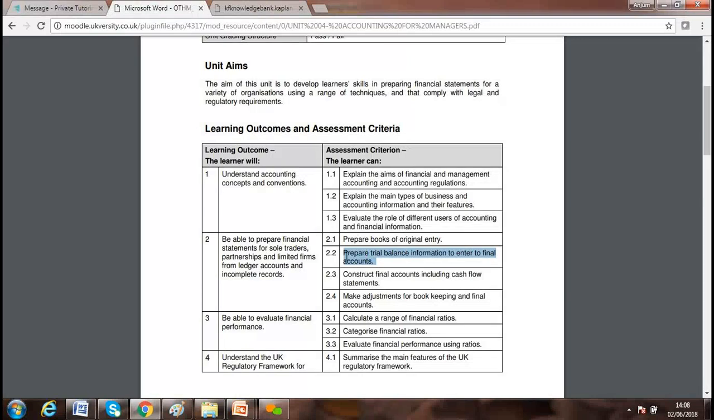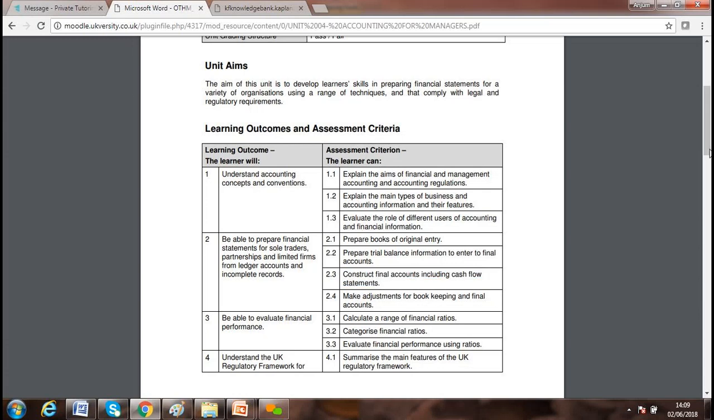Next, we discussed some adjustments during our previous lessons as well, and we calculated and prepared our financial statements, profit and loss and balance sheet.